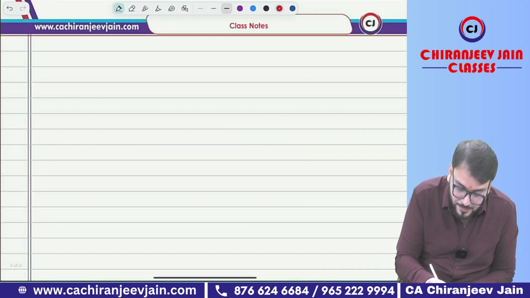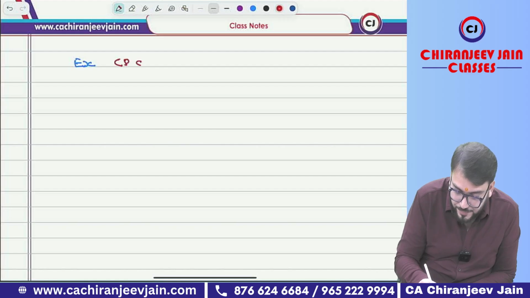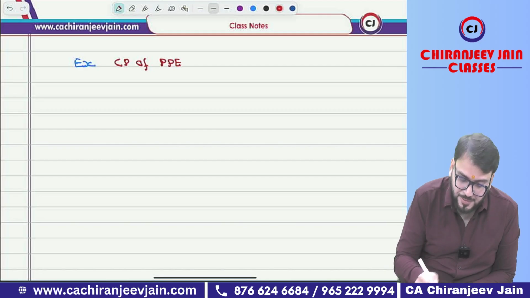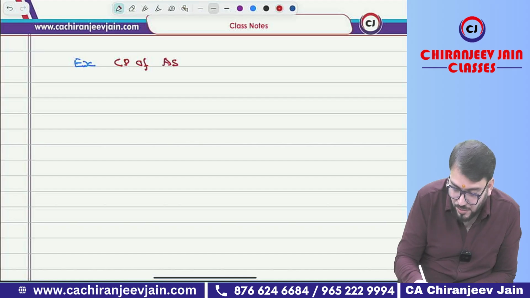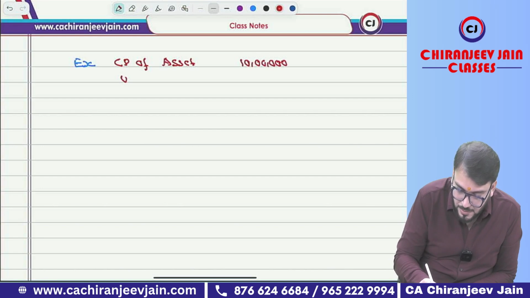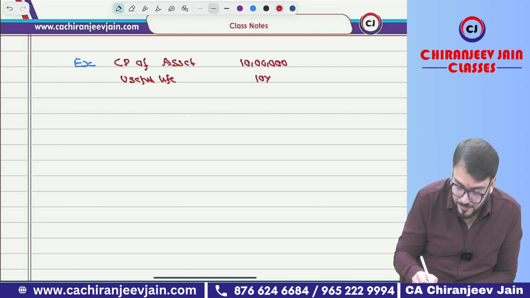For example, write it down. If the cost price of property, plant and equipment (PPE), better write down. You write down asset only. Cost price of asset is 10 lakh and useful life, you remember useful life, of the asset is 10 years.